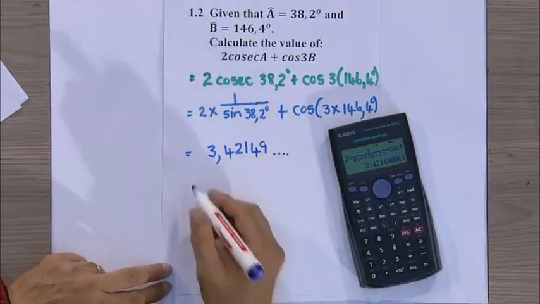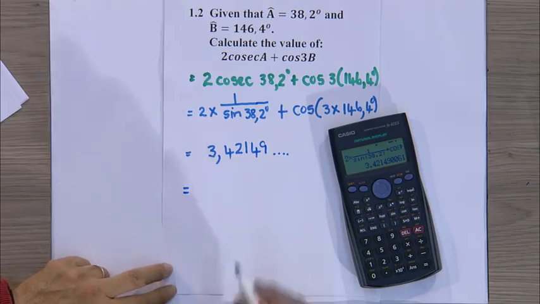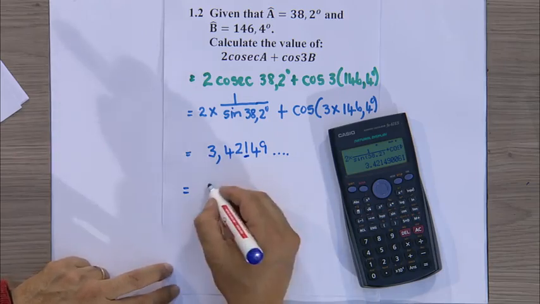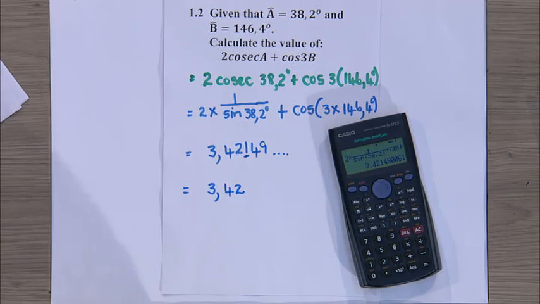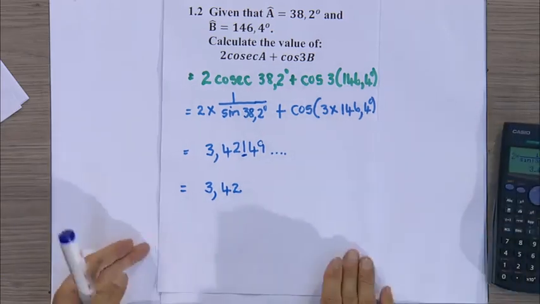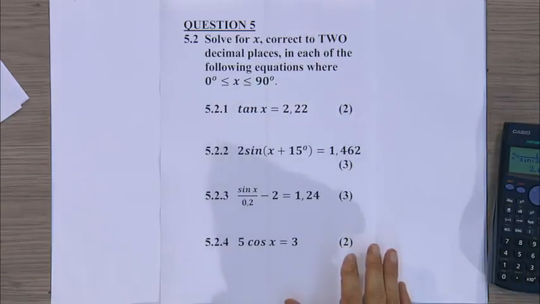And then if I want 2 decimal places, the calculator says 3,42149, and we can go on. If I want 2 decimal places, remember, if your third digit is less than 5, we will just write it as 3,42. Okay.